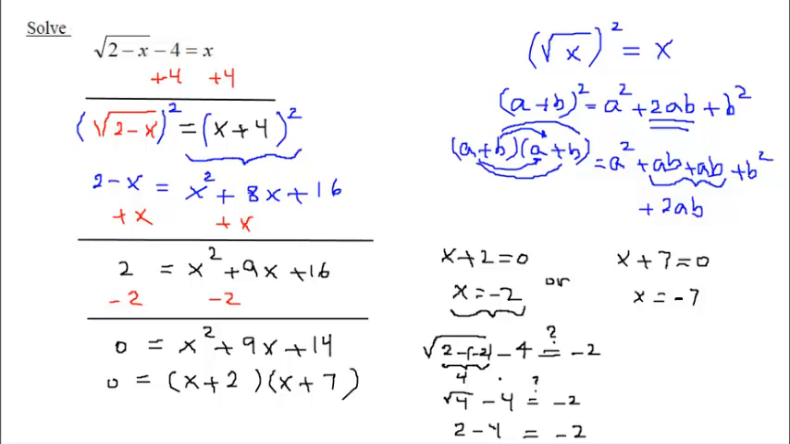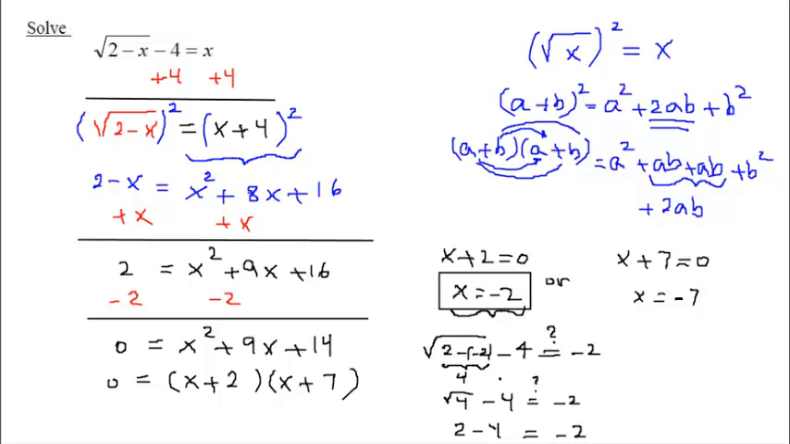So is it? Let's see. What do you think, Sunit? You have 2 minus minus 2, that would be 4. Square root of 4 is 2. And here we have 2 minus 4 is equal to negative 2. Is that correct? Yes. So yeah, that works. So this first one is the solution.